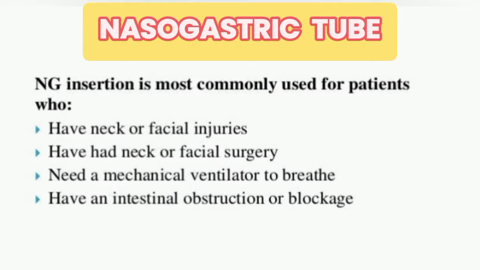Now let us know about the different indications of where to use a nasogastric tube. Nasogastric tube insertion is most commonly used for patients who have neck or facial injuries, have had neck or facial surgery, patients who need a mechanical ventilator to breathe, or a person who has any kind of obstruction, that is intestinal obstruction, or any kind of blockage. With the help of NG tube insertion, we can provide them food and nutrition.